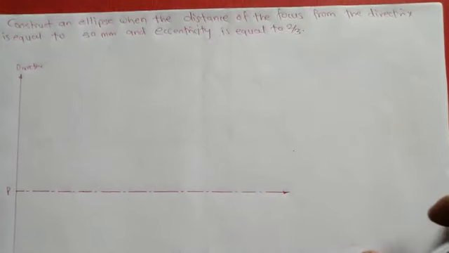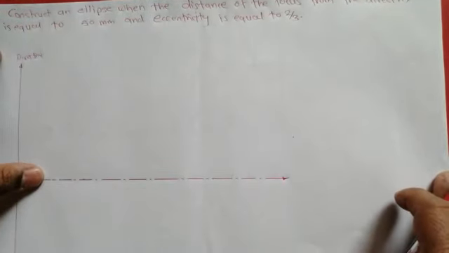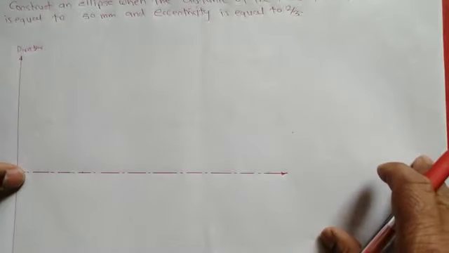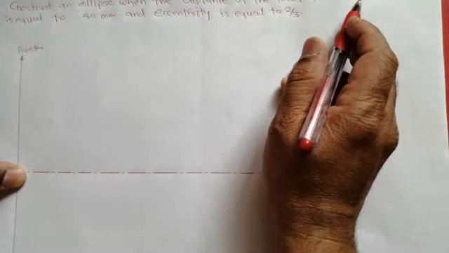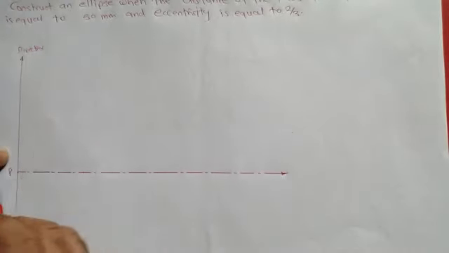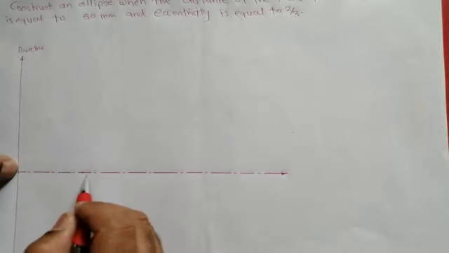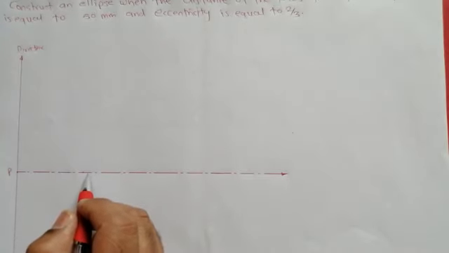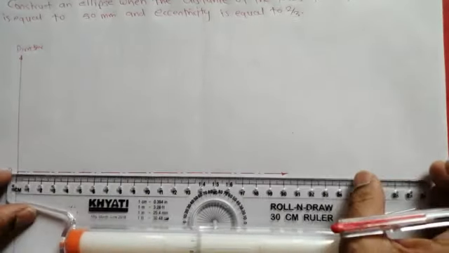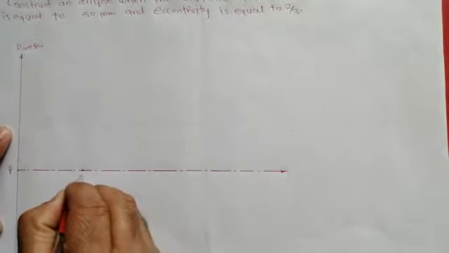Now on this axis we'll get the focus. An ellipse will have two foci, one on the left side and one on the right side. Now the distance of the focus from the directrix is equal to 50 mm. This is the point P, which is there on the directrix. From this point P, exactly at a distance of 50 mm, one focus, that is F1, will be located. So we'll locate that focus first by using 50 mm. So here we'll get this 50 mm, and we'll get the focus F1.